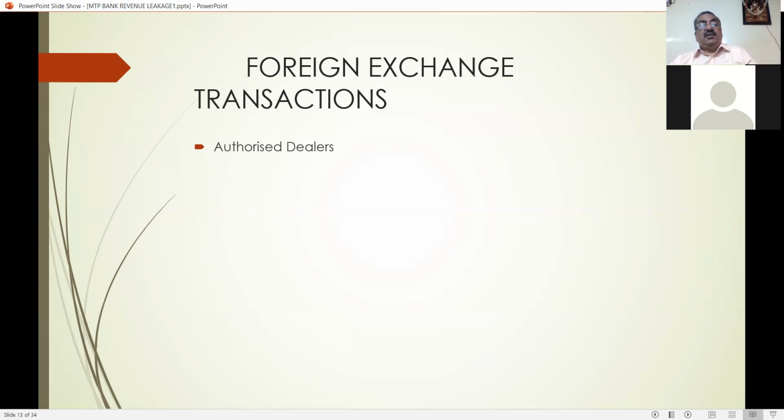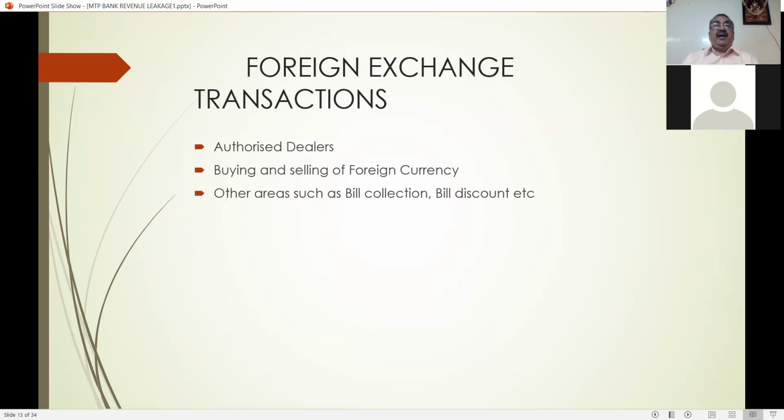authorized dealers. All those authorized dealers are appointed after getting the license from RBI. So these authorized dealers transact all the foreign exchange transactions. They are allowed to buy and sell foreign currency. A banker is an authorized dealer, for example, and if they purchase some dollars at the rate of 80 rupees, and if they sell at the rate of 81 rupees, that means per dollar they are getting 1 rupee profit. That has to be treated as the income of that bank.